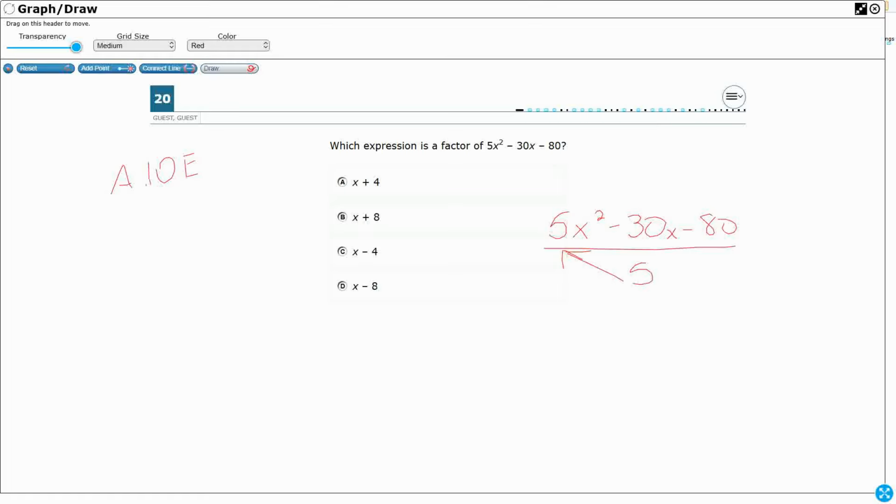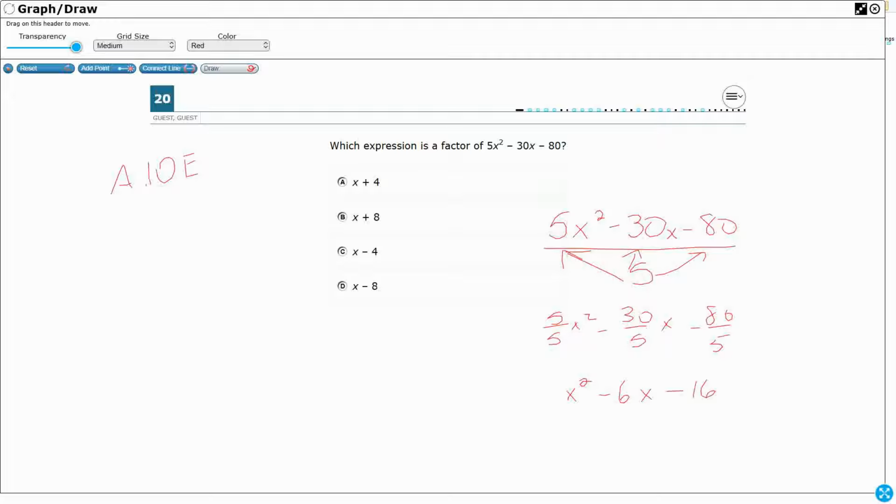And then we can't just get it to disappear. What we want to do is factor it out. It's the reverse of the distributive property. So we're going to look at what happens if we do 5 divided by 5, 30 divided by 5, 80 divided by 5. We're going to keep all of our values the same. So that's going to become x squared, minus 30 divided by 5 is 6, minus 80 divided by 5 is 16.